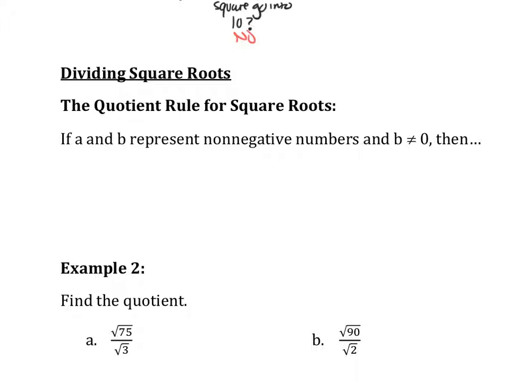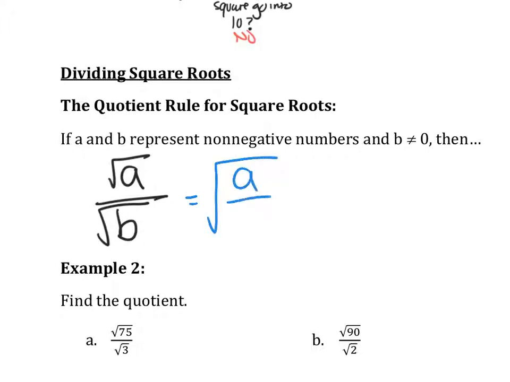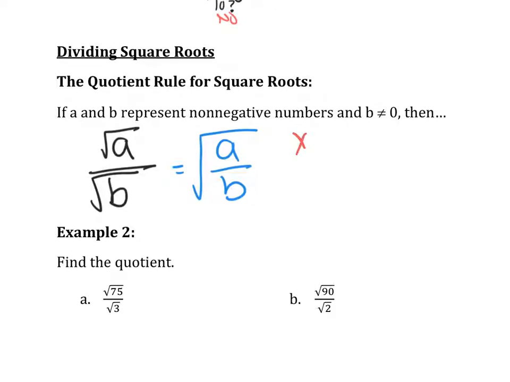If we have a and b are non-negative numbers and b is not equal to 0, then if we have the square root of a divided by the square root of b, that's the same as doing that division under one big square root, the square root of a divided by b. And then, as always, double check, make sure you simplify if possible.